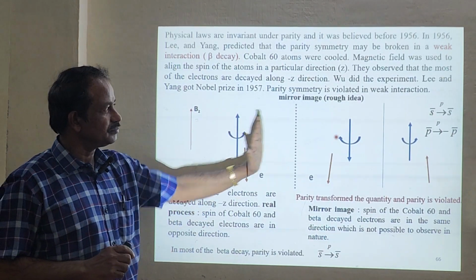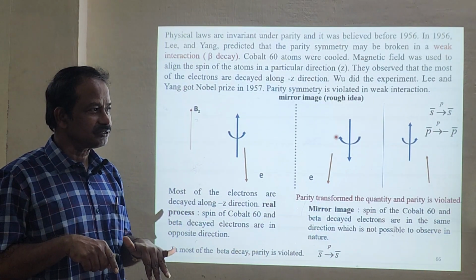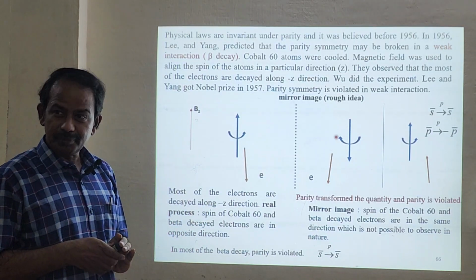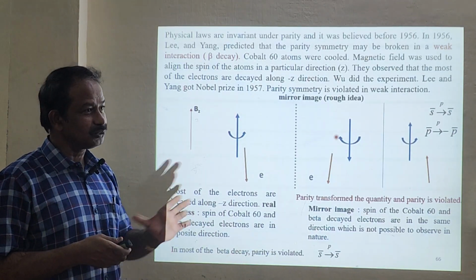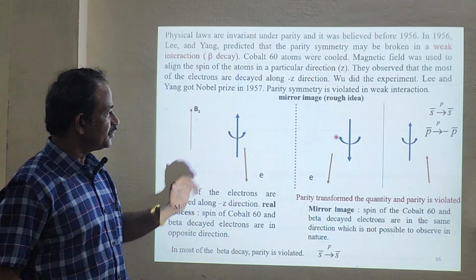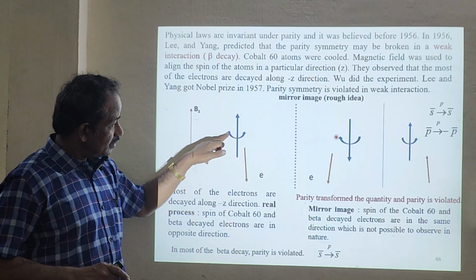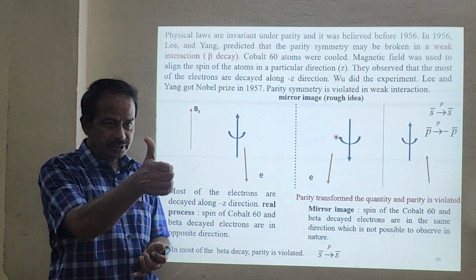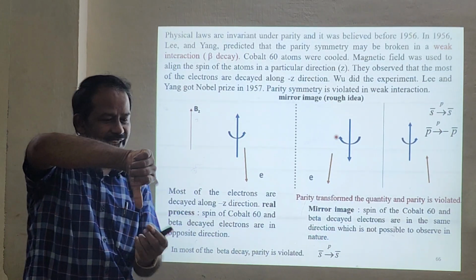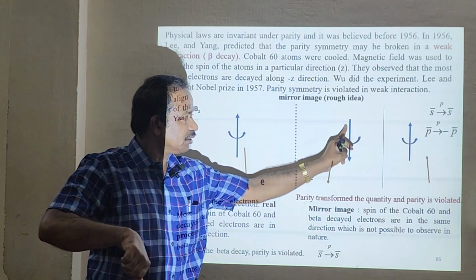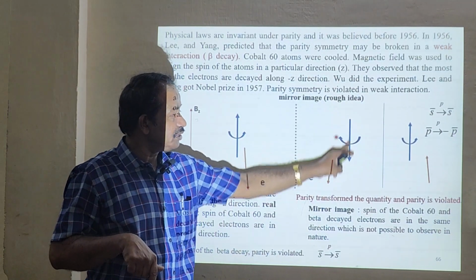Suppose we have a mirror image. It should be the same, correct? Under parity transformation, it should exactly resemble the mirror image. So this is a rough idea. We'll understand first, then go through the detail. First we'll have a mirror image. In the mirror, the spin shows the other way, so the magnetic moment of the spin will be downwards, whereas here it is upward.